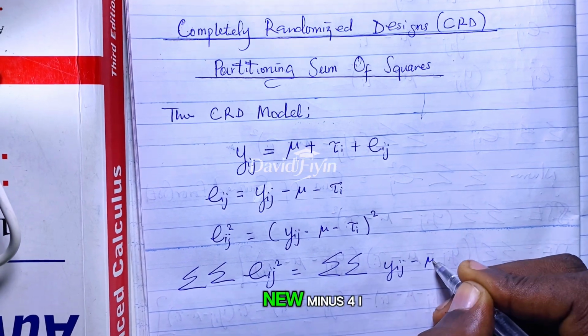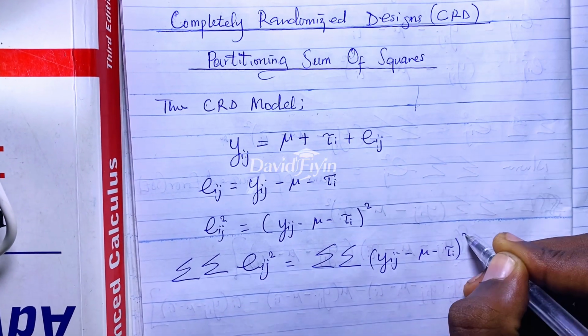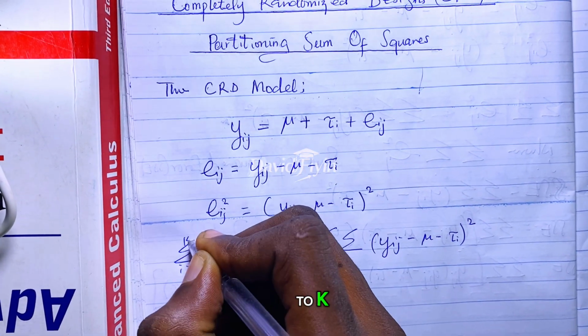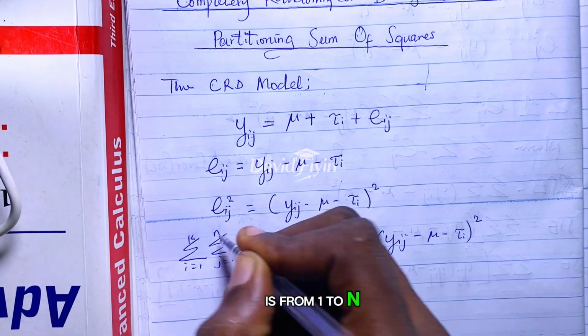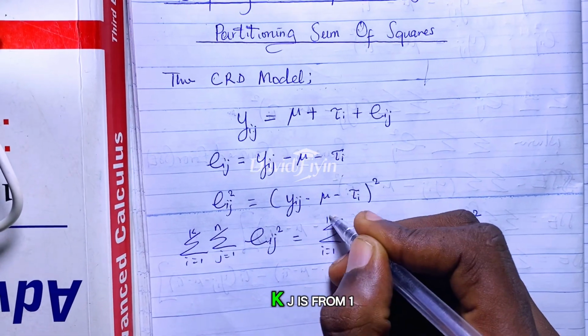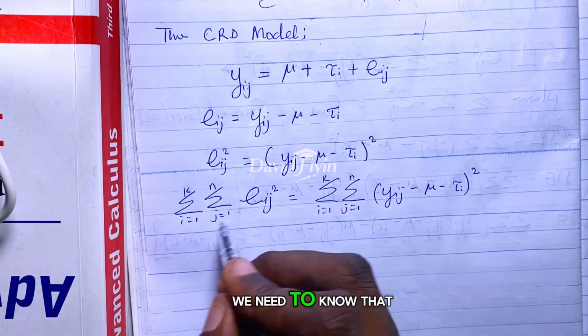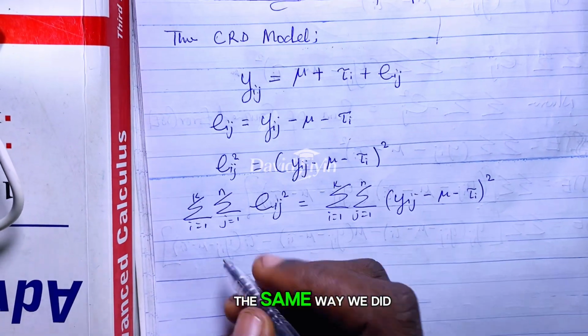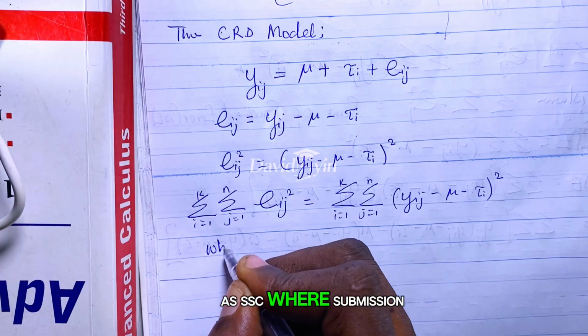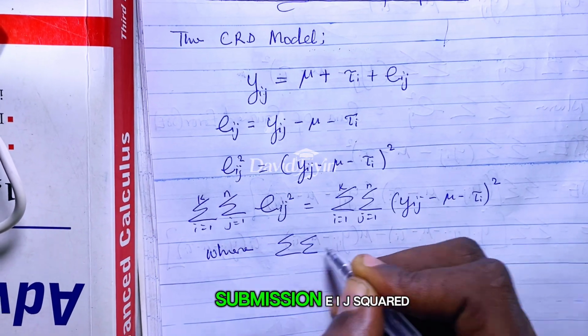So what we are trying to do now is to show that SSE is equal to TSS minus TRSS. This TSS stands for the total sum of squares, and this TRSS stands for the treatment sum of squares. The next step is to pick this SSE equation, and then we begin the partitioning process.